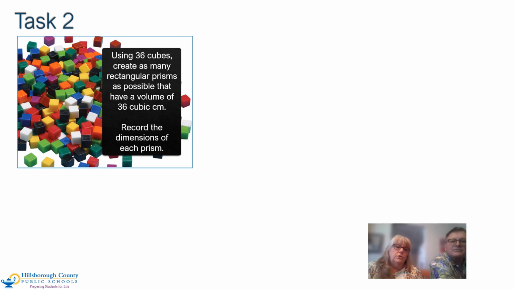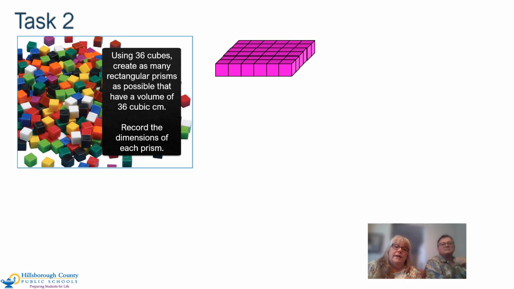In task 2, you were asked to take 36 cubes and create as many rectangular prisms as you could that had a volume of 36 cubic centimeters. I think this is a great task, so they could come up with all different kinds of ways. And having them record the dimensions. What was the length? What was the width? What was the height? So here's one possibility.